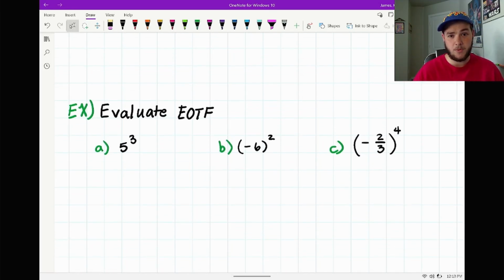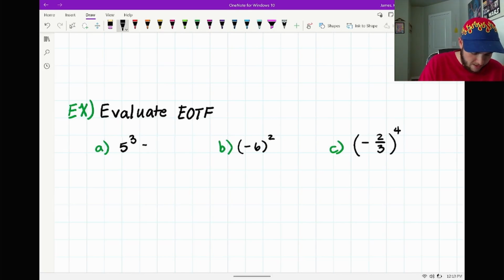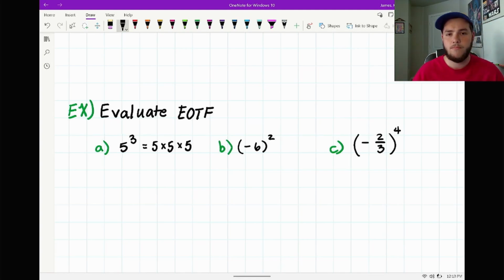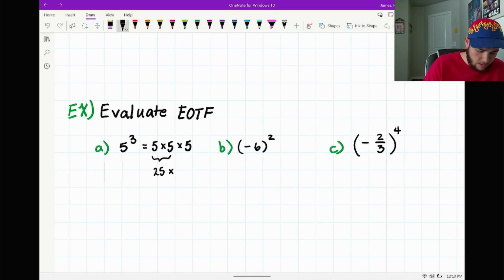Next, let's review exponents. Remember that exponents are just repeated multiplication. So when I see 5 to the third power, that denotes 5 times 5 times 5. Or 5 multiplied by itself 3 times. The way I think about it in my head is as 3 copies of 5. And I know 5 times 5 is 25. And then 5 times 25, maybe we don't know this one off the top of our head, but it's not too tough to check, is 125.